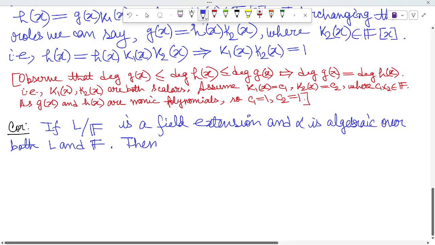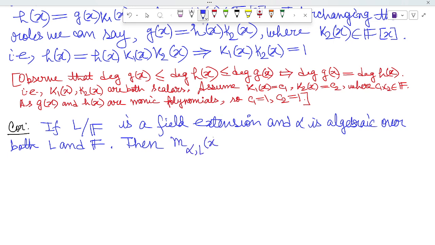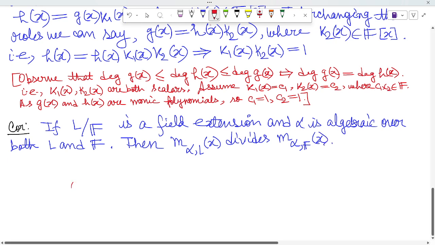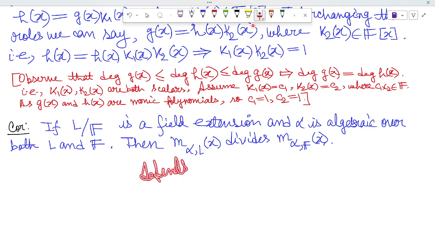Then you remember the notion m of alpha, L, x. That means the minimal polynomial of alpha over L divides the minimal polynomial of alpha over F x. I am again saying that the minimal polynomial, or minimum degree polynomial, depends on the base field. Yes, okay.